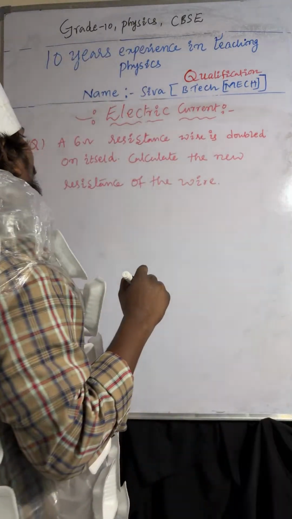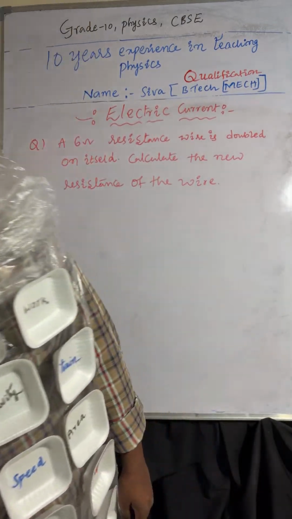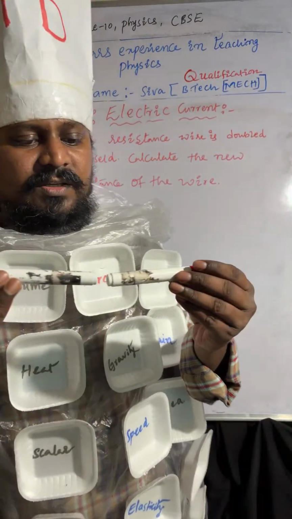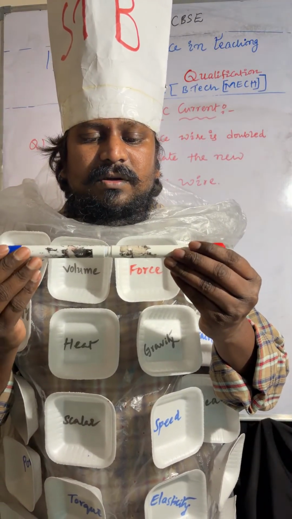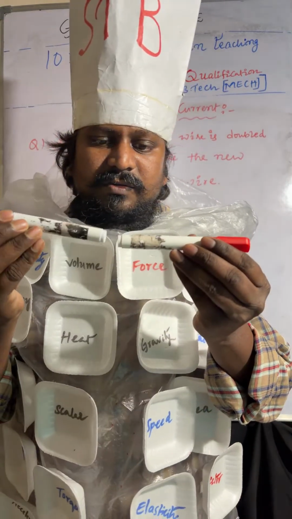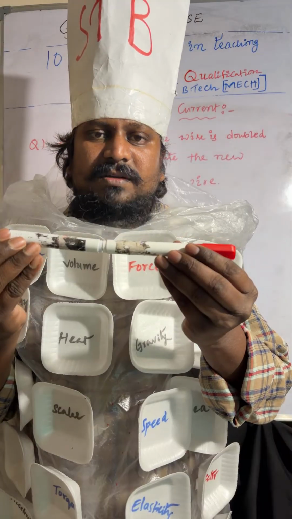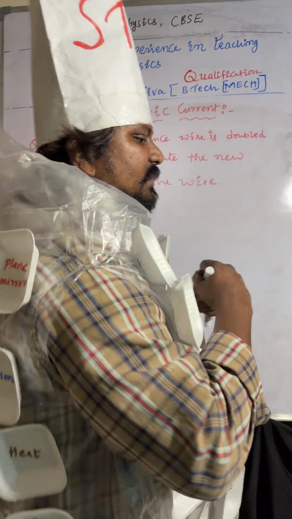Check it. A 6 ohm resistance wire is doubled on itself. Actually the wire is like this. Doubled on itself means it is folded like this. Understood or not?